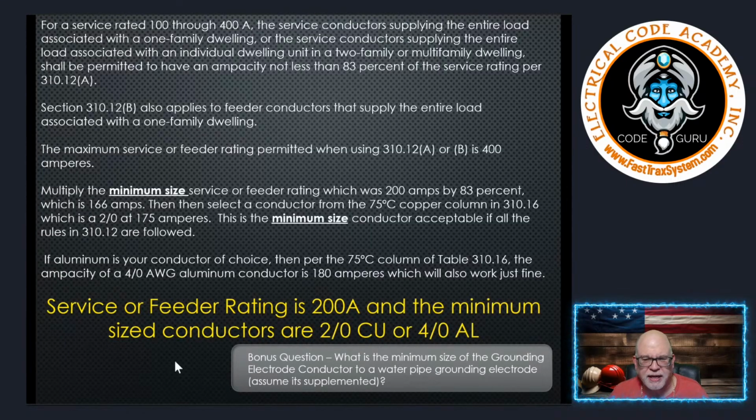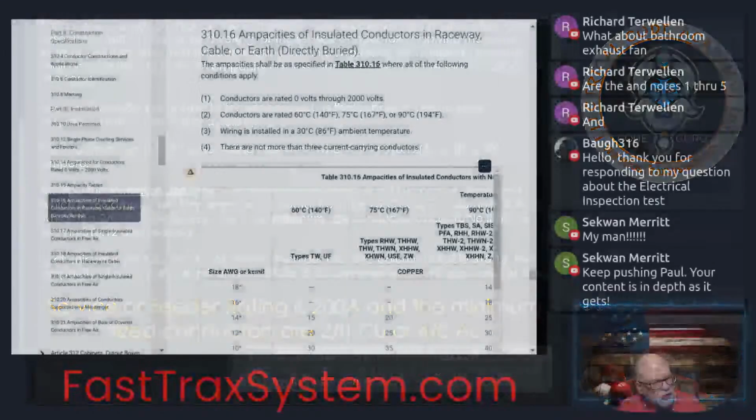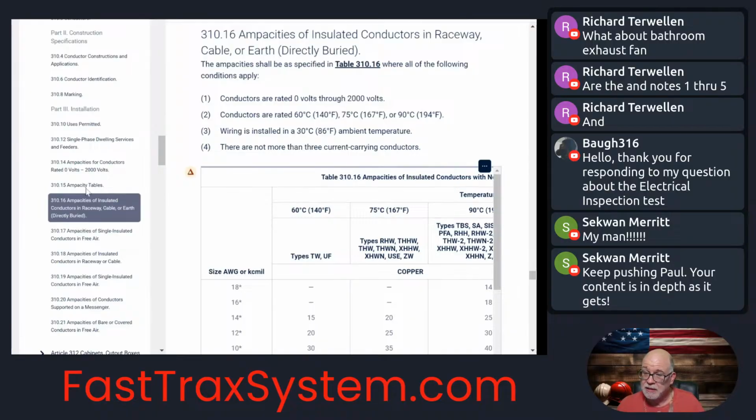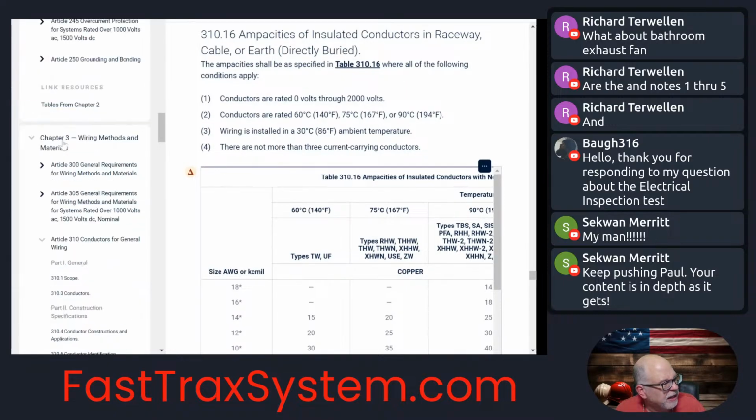So let's go real quick to 250.66 and see what it would be for 2-aught copper. And the reason we're going to the table is because in order to deviate from the table, you have to be going to a ground rod, pipe or plate, to a concrete encased electrode, or to a ground ring. And then you have some separate allowances in 250.66 A, B, or C. If it's any other type of electrode, you're going to go to the table, okay? So let's go real quick.